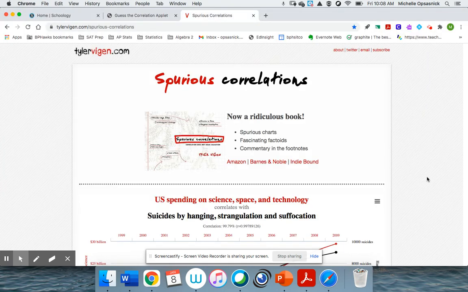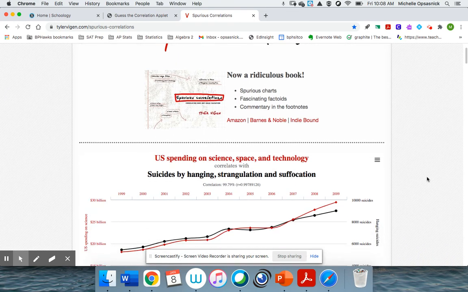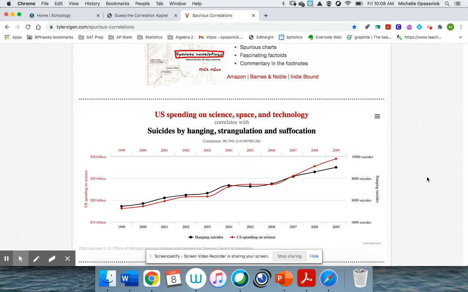And this is the website here that shows up. So if you scroll through, there are many different relationships here, but you can see here, the first one is the US spending on science, space, and technology that has a very close relationship with suicides by these different causes. Clearly, one is not causing another, but again, it's just something that has a very close association. So something that's fun to kind of look through just so you can see how these associations definitely don't always tell us one thing causes another.